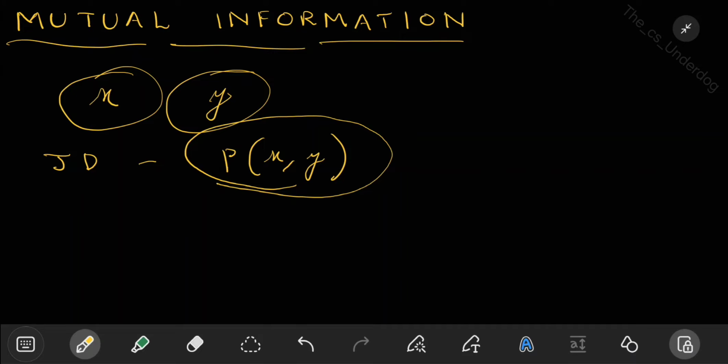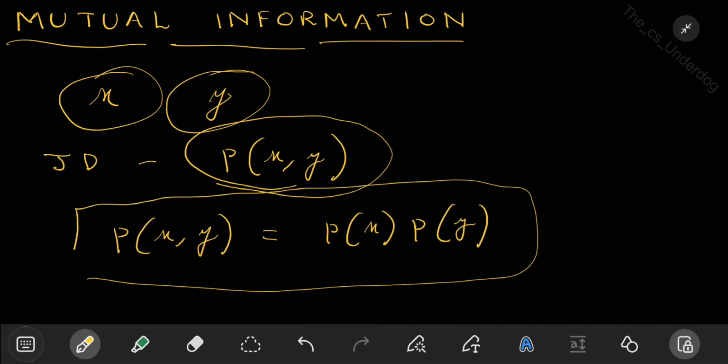If they are not independent, what will happen? And if they are independent, what will happen? If they are independent, in that case, P of xy will be the same as P of x into P of y. This you already know from our previous lectures. What if they are not independent? Till this point, you just know that you will get an inequality. If they are not independent, P of xy would not be equal to P of x into P of y.